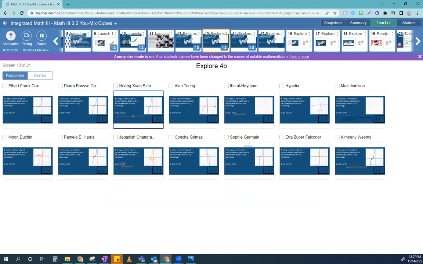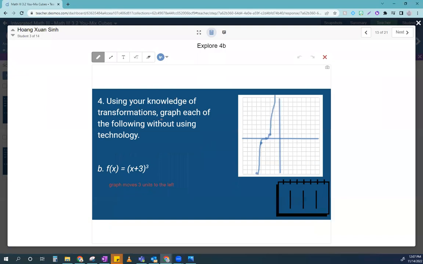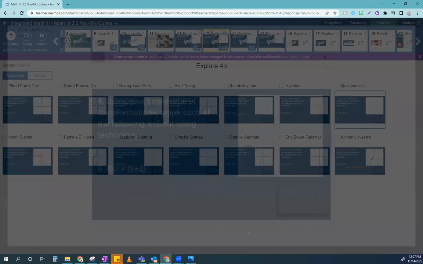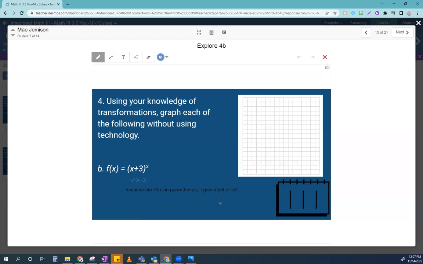It says, using your knowledge of transformations, graph each of the following without using technology. And this person says graph moves 3 units to the left. Perfect. If they would have added the explanation of how they knew that or why it does that, that's like icing on the cake. That's not unnecessary unless I say, tell me why. So like that other person said, let's see this one.